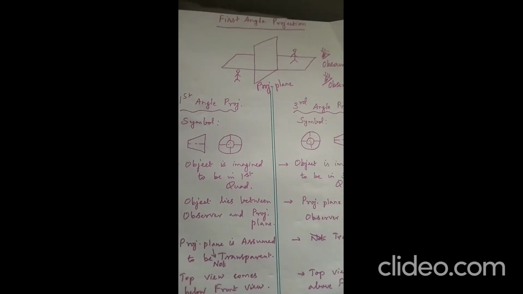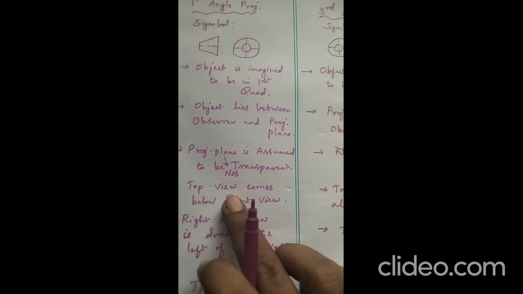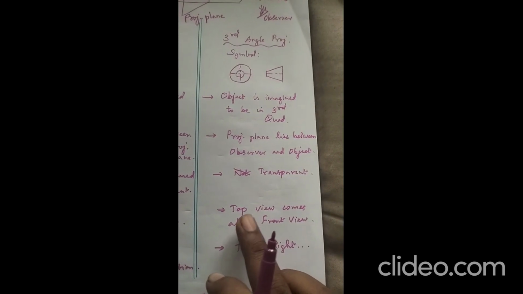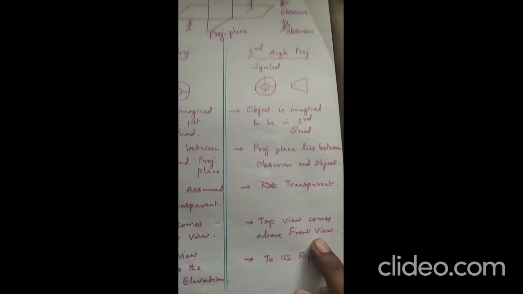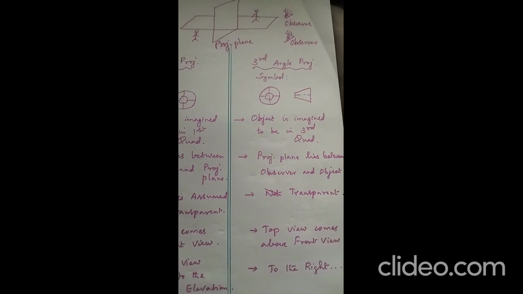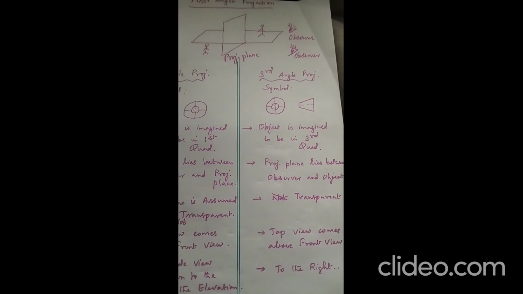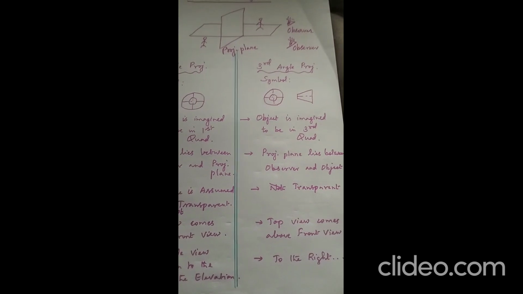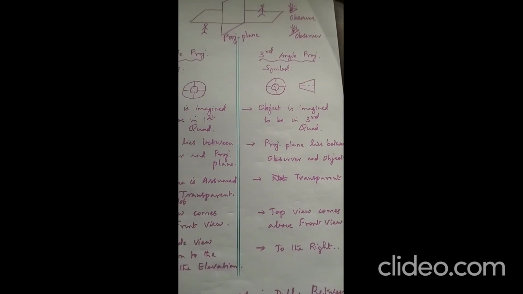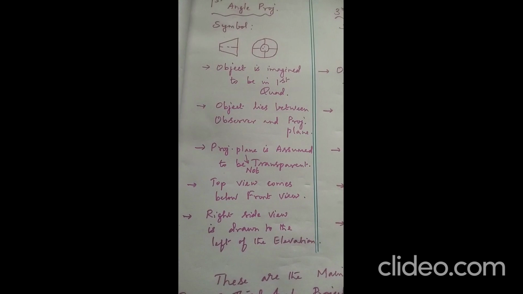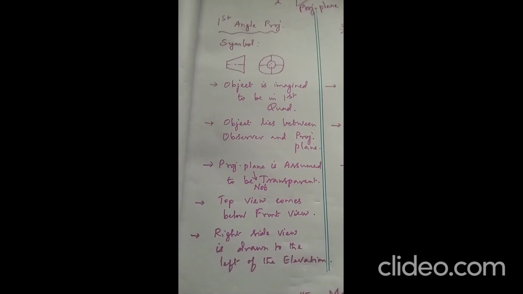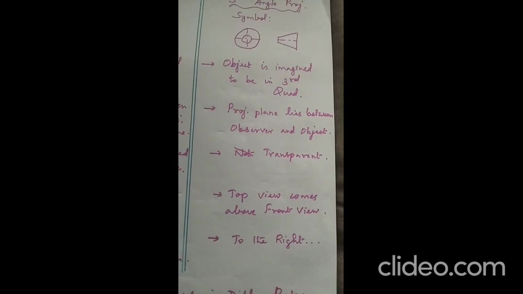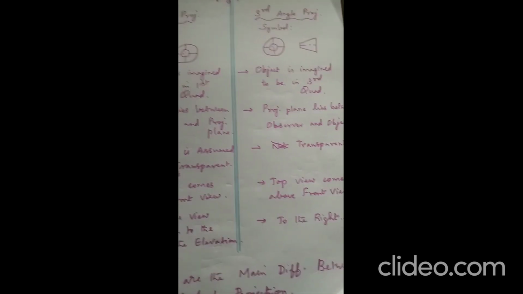The opposite holds good for third angle projection, illustrated with the sentence: the top view comes above the front view. So by practicing more front views and top views of different objects like prisms or pyramids or simple solids on the planes of the first quadrant and third quadrant, we can very clearly understand this particular difference. The right side view is drawn to the left of the elevation in the case of first angle projection, whereas it is drawn to the right side in the case of third angle projection.